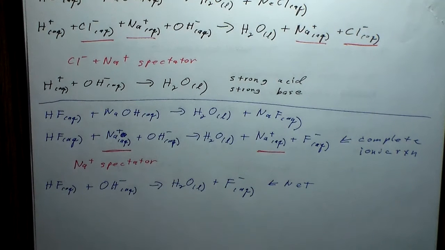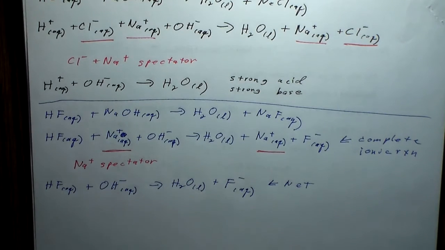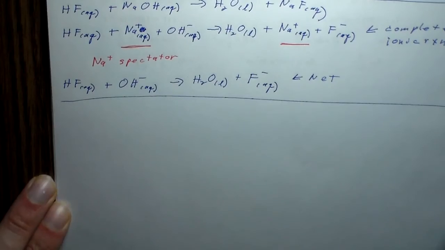Okay, so that's the thing. Here I have two hydrogens, a fluorine, and one oxygen on both sides. That's happy. So otherwise, this is fine. This is my net ionic reaction for that. All right, and now let's see what happens if I put a weak acid and a weak base together.